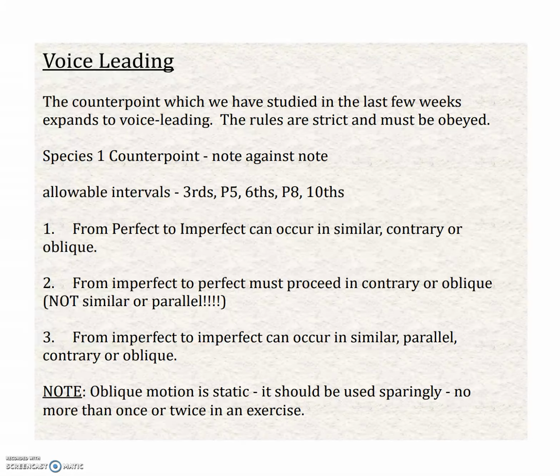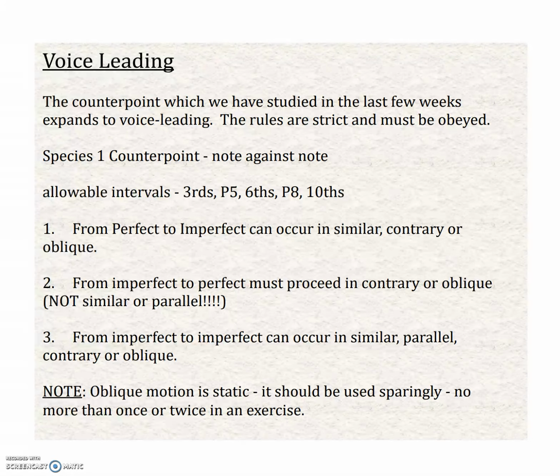Okay, so voice leading. The counterpoint, which we have studied in the last few weeks, is now expanding to voice leading. And the rules are strict and they must be obeyed. We've been talking about phrases and melody, and now we're talking about how two melodies go at the same time. There are very specific rules, and we're going to learn species 1 counterpoint, which is note against note. There are 5 species. You do that in a sophomore theory class.